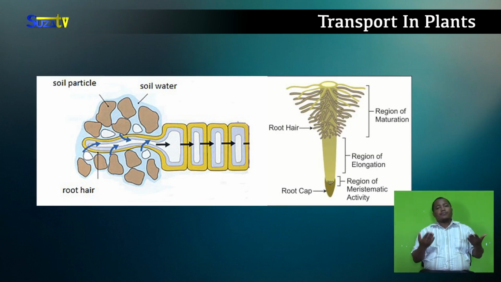So now, let's look at how water is absorbed by root hairs from the soil. The root hair cell sap is hypertonic to the surrounding. Hence, water enters the cell by osmosis, while if the root hair cell is hypotonic to the surrounding, water is absorbed by active transport.